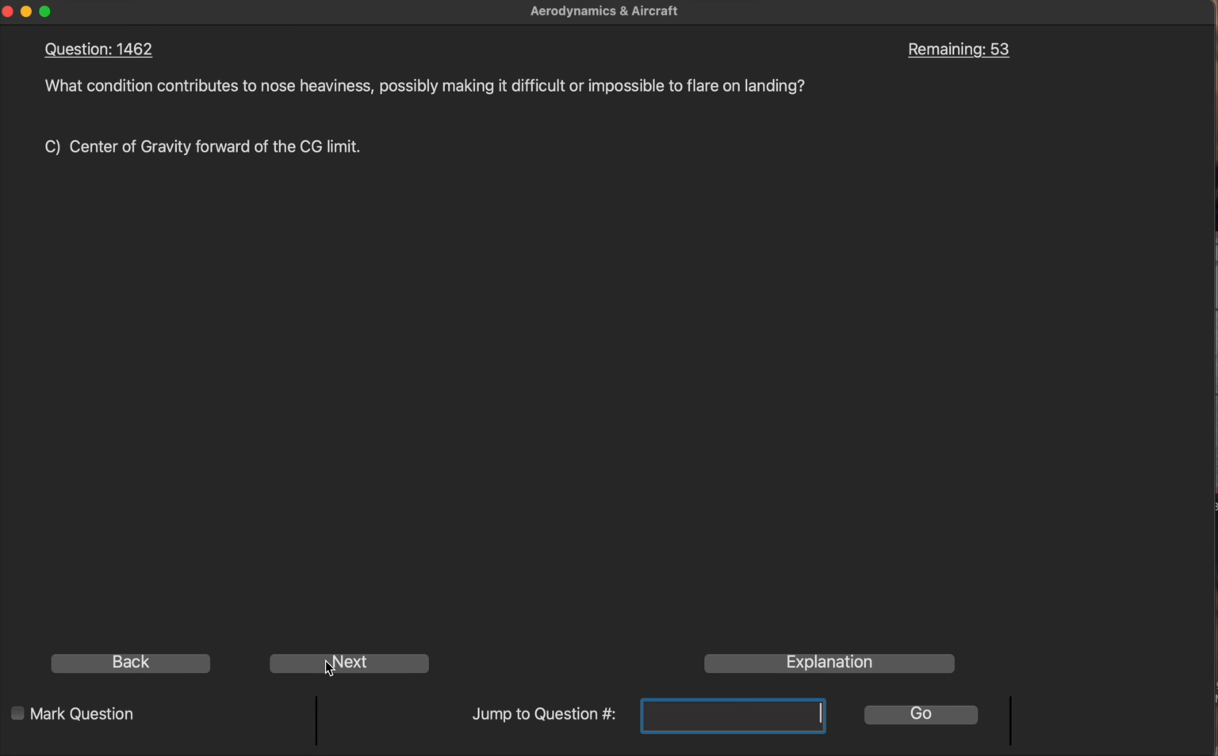What condition contributes to nose heaviness, possibly making it difficult or impossible to flare on landing? Center of gravity forward of the CG limit.